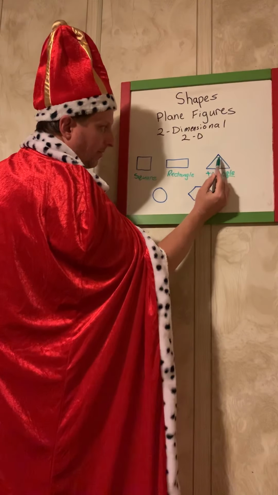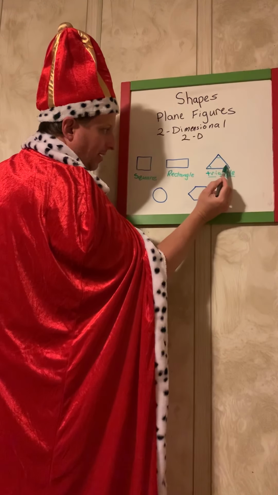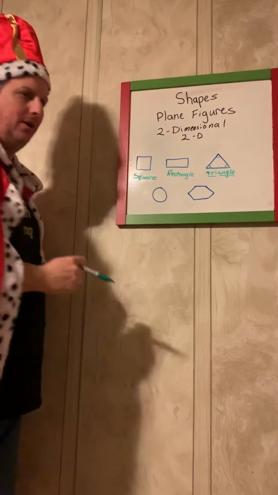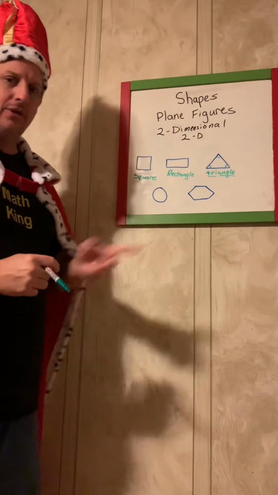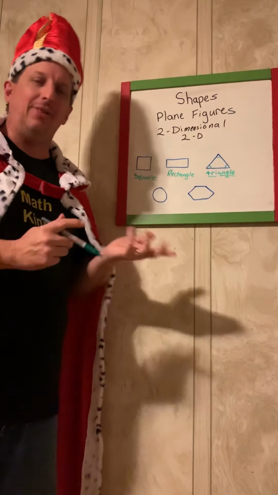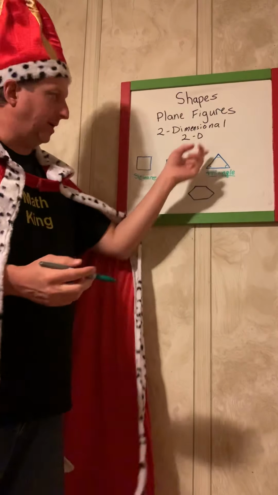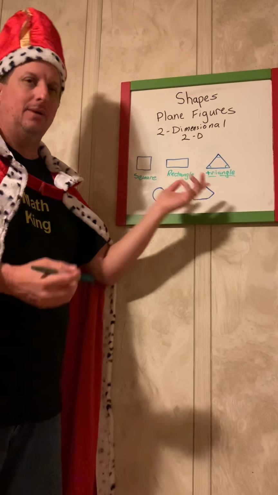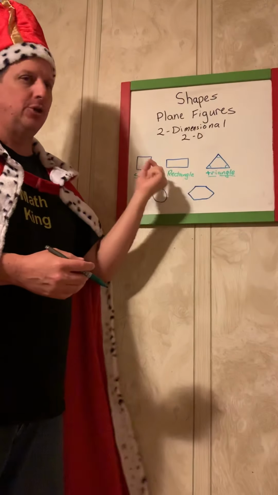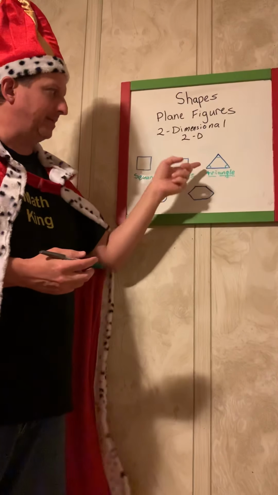Here's an angle right here. Here's an angle right here, and here's an angle right here. 1, 2, 3 angles. There are 3 angles in a triangle. That's why it's called that. It does have 3 sides also. That's important for us to remember. Tri means 3. 3 sides, 3 angles.